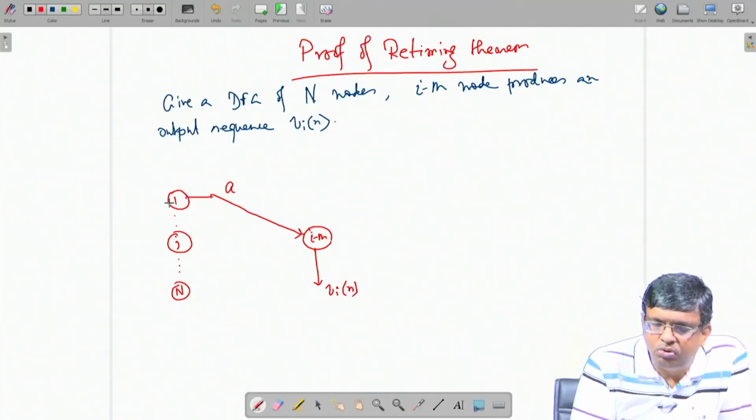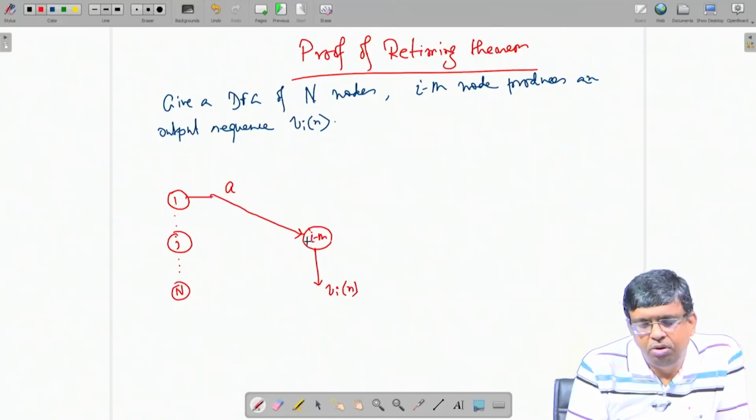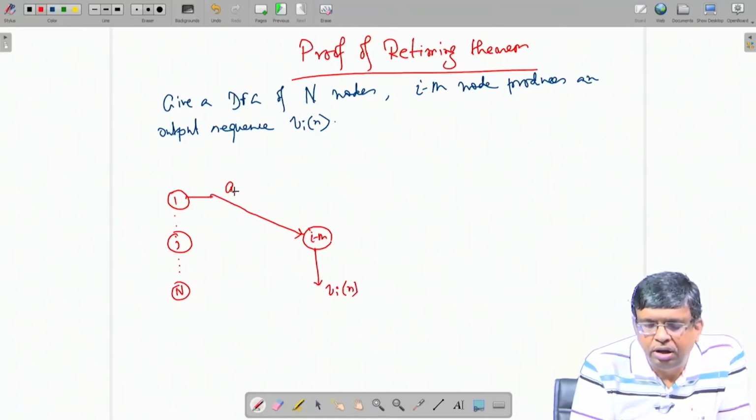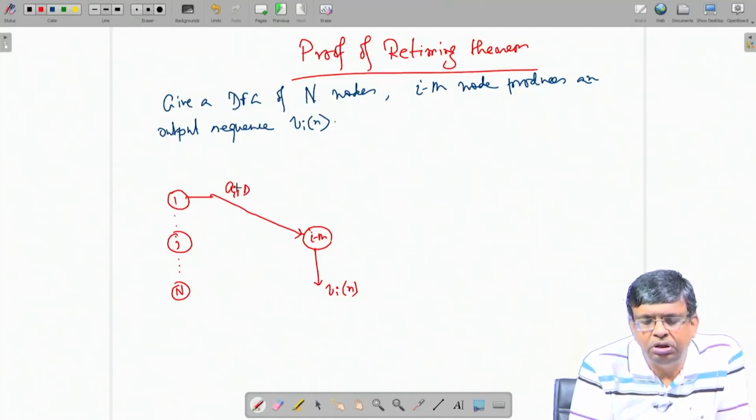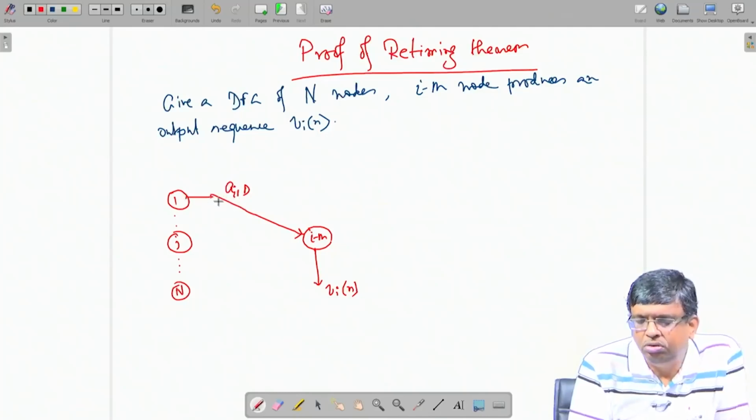Since it is going from node 1 to I, I want to bring a subscript where both I and 1 should be present, and I write it this way, AI1 number of delays. So, AI1 is an integer, either 0 or positive, that many delays, which is present in the edge that goes from node 1 to node I. If there is a 0 delay, you just happily take this to be 0, so 0 into D. So, this is the delay free edge. Otherwise, if it is 1 delay, this will be 1D, 2D, 3D.